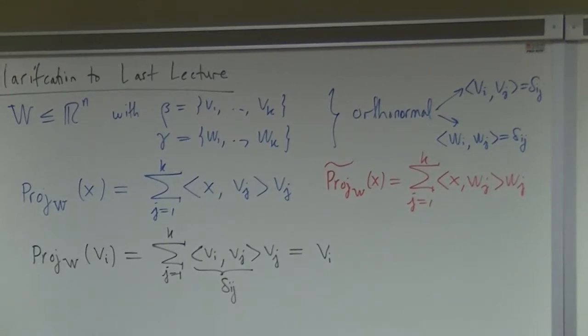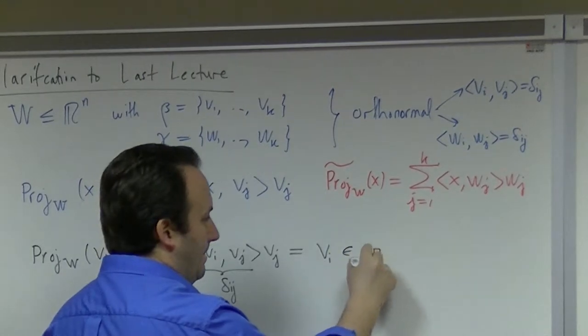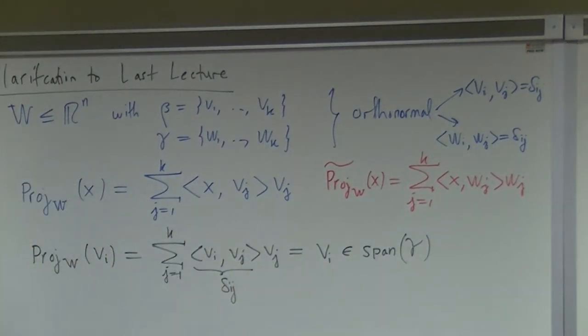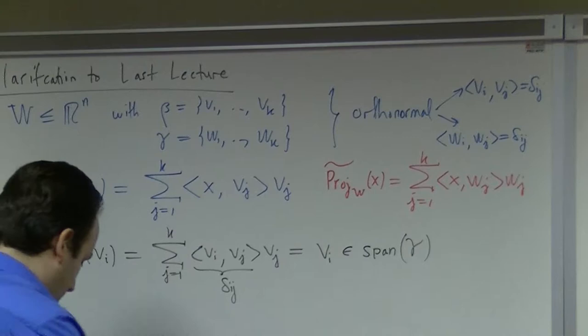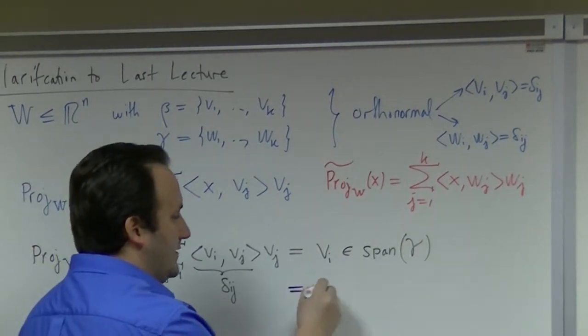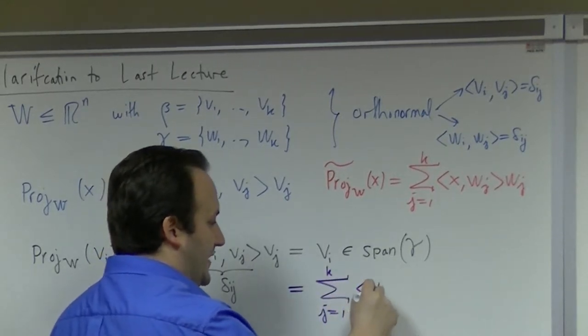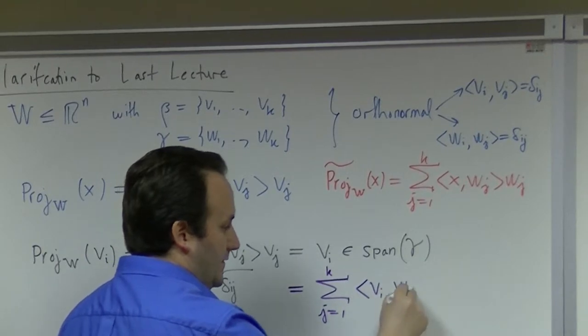However, on the other hand, we can expand vi. Vi is an element of the span of gamma. So that means I can use that orthonormal basis expansion theorem that we proved the other day. I can easily find the components of vi with respect to the gamma basis just by taking inner products once more. In other words, I can say, aha, there's an identity. This is exactly the sum j equals 1 to k of the inner product of vi with wj, times wj.